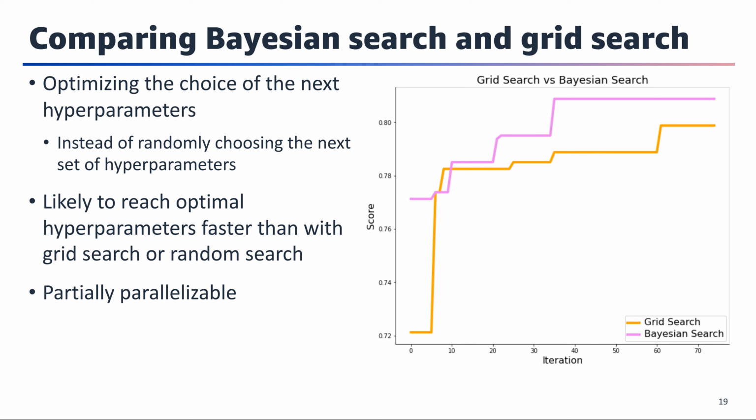The graph shows that Bayesian search achieves higher scores more quickly compared to grid search over multiple iterations. Additionally, Bayesian search is partially parallelizable, which can further improve its efficiency. Overall, the slide highlights the advantages of Bayesian search as a more effective and efficient approach for hyperparameter optimization compared to traditional grid search methods.